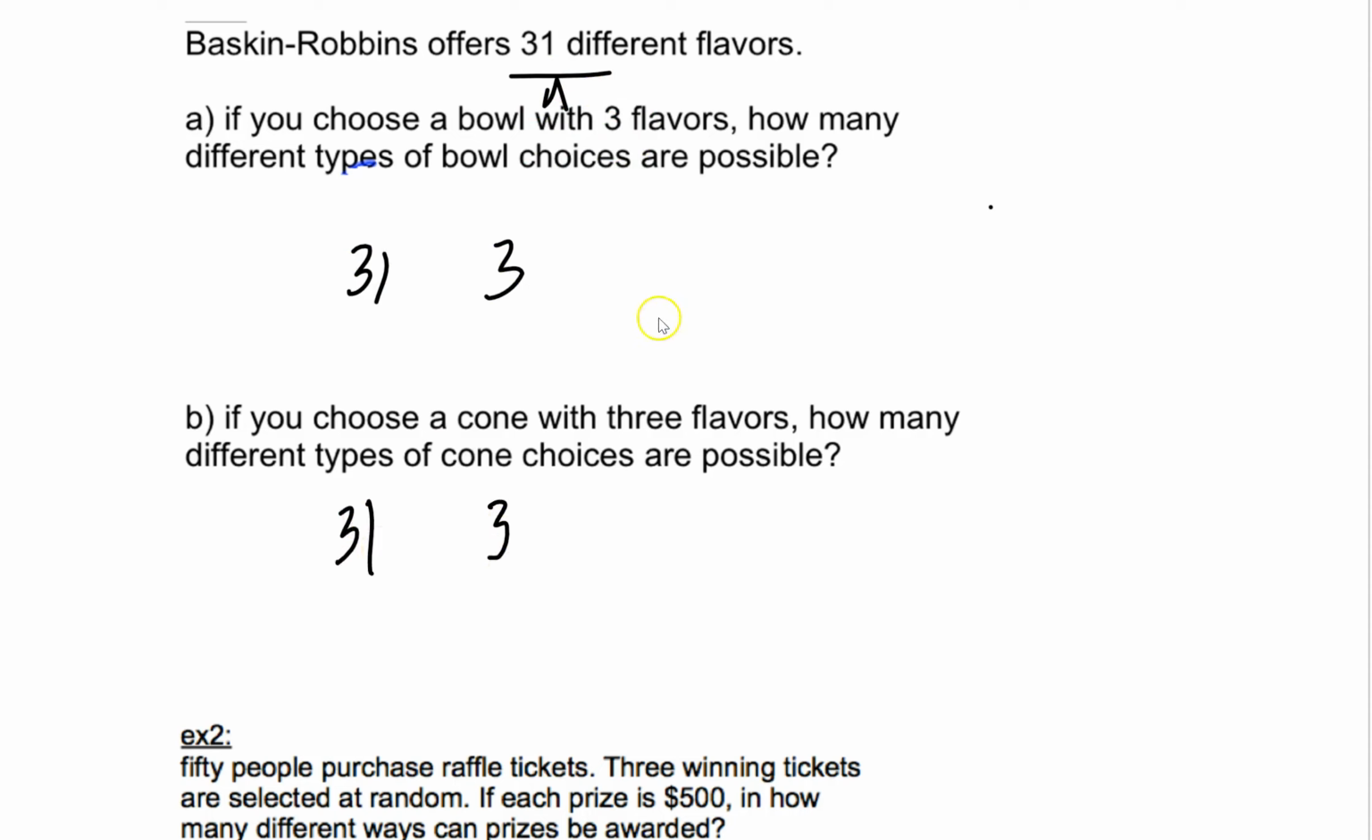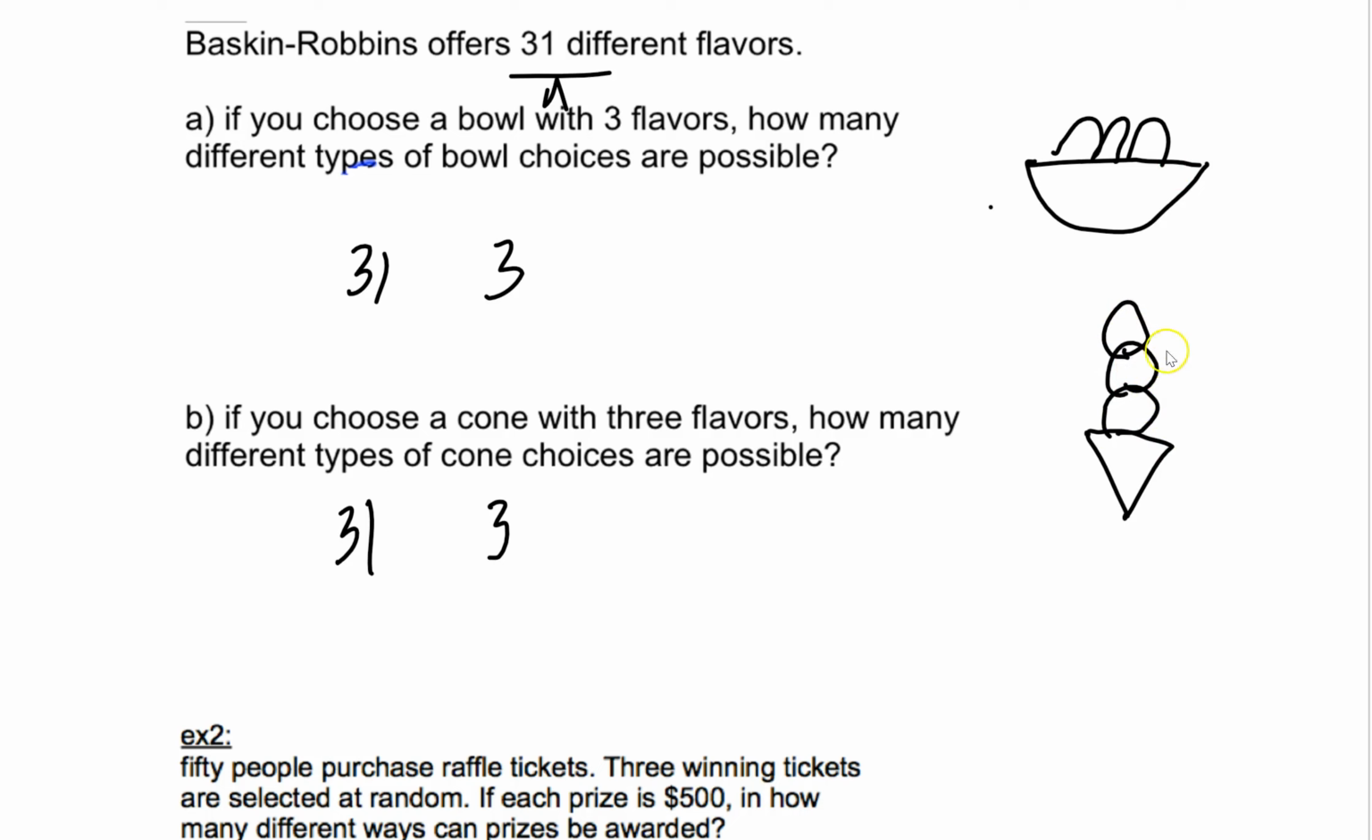But one of these is permutation, one of these is combination. So let's look at this. We have a bowl. That's my terrible rendition of a bowl. We have 3 flavors. Don't ask. And I have a cone with 3 flavors.